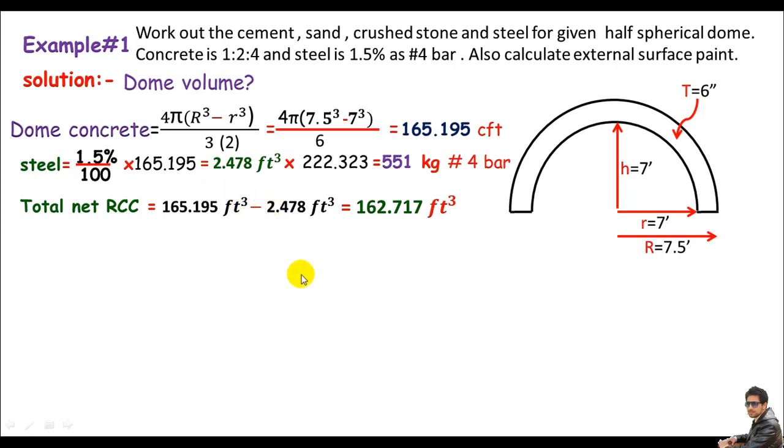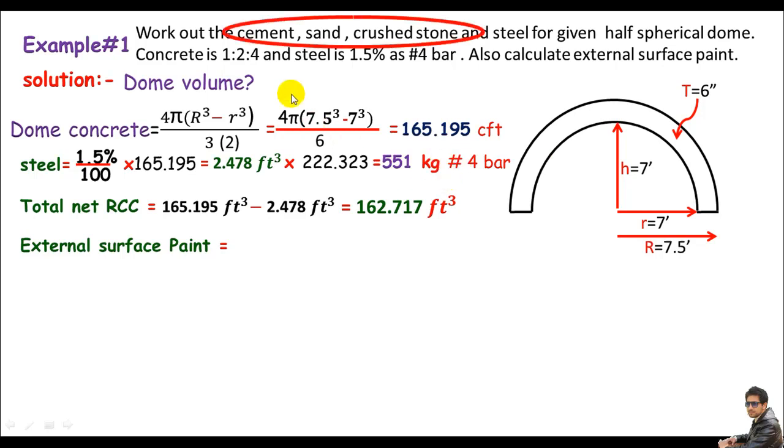And my next approach is to calculate the external surface paint. Remember, just look at the example. We are just informed to calculate external surface paint, right? We'll just paint this external surface, right? Just the top surface. So how much area will be covered when we need to paint this surface? And after this, I'll just calculate cement, sand, and crush stone, right? I'm doing this one a little first over here.